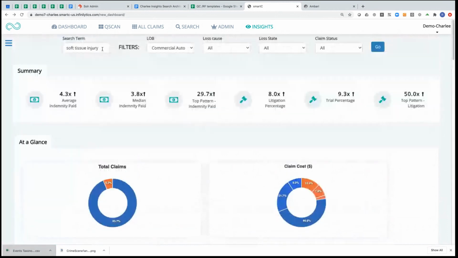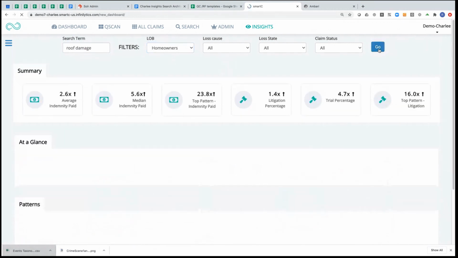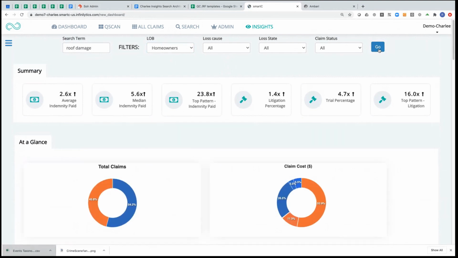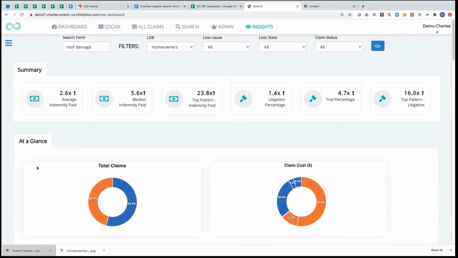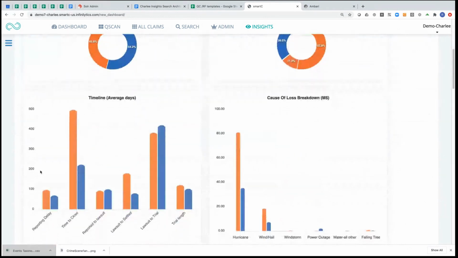So let me go back and let's run a few more searches here. Tim, I know in the past you have been involved with some homeowners claims. So let's look at roof damage claims, and see what happens to those claims, for example. The system looks at different things like broken shingles and various types of roof damage. It can give you at a glance the average cost, litigation, and indemnity paid amounts. It can also give you a breakdown of the cause of loss, how the roof damage is coming together.